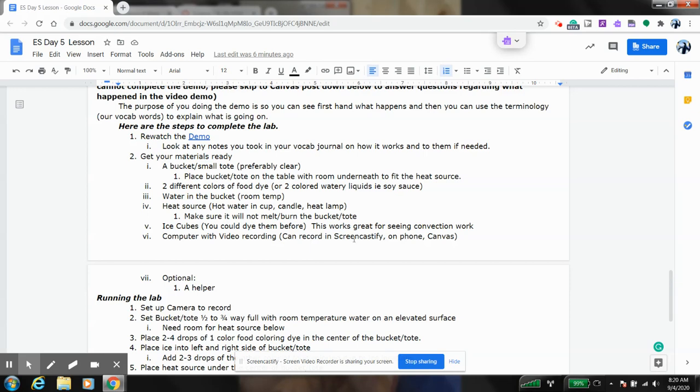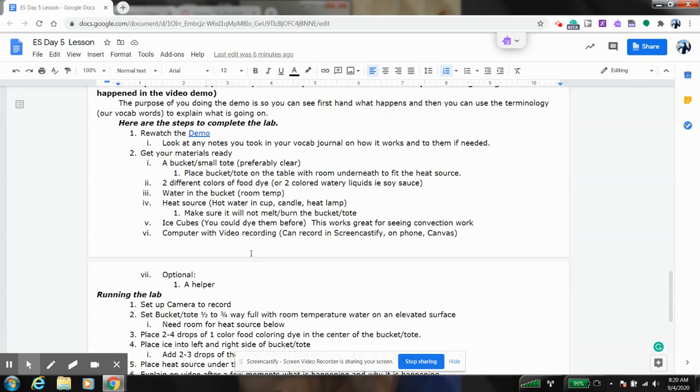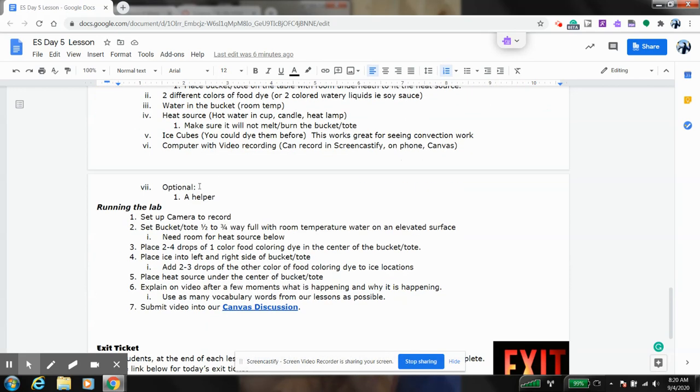You can record using something called Screencastify. That's actually what I'm using right now. Your phone, or you can record in Canvas. Okay. Optional. If you need a helper, you can get a helper.